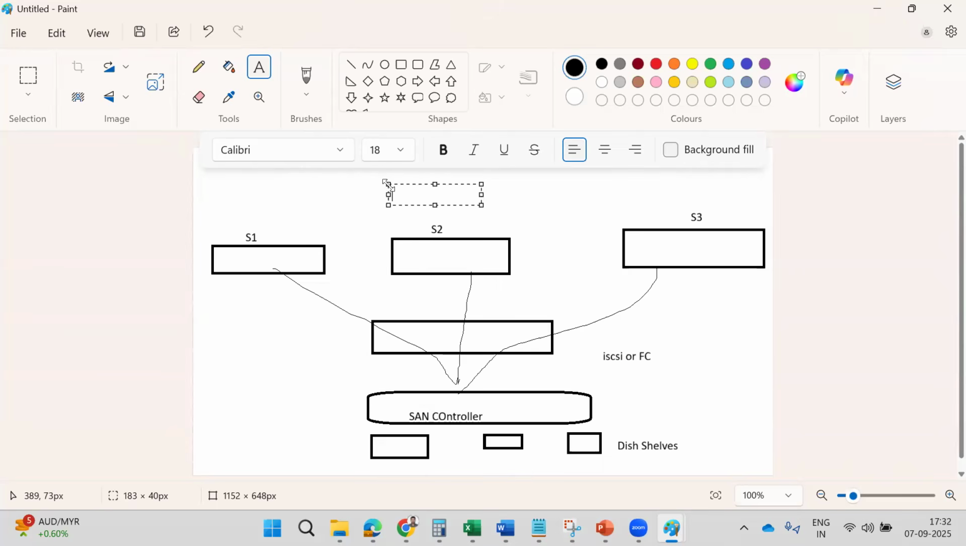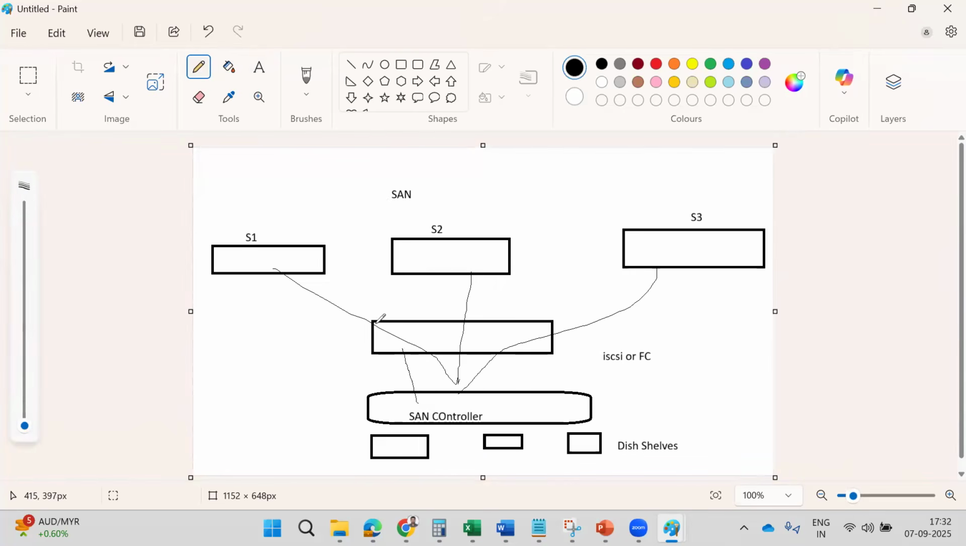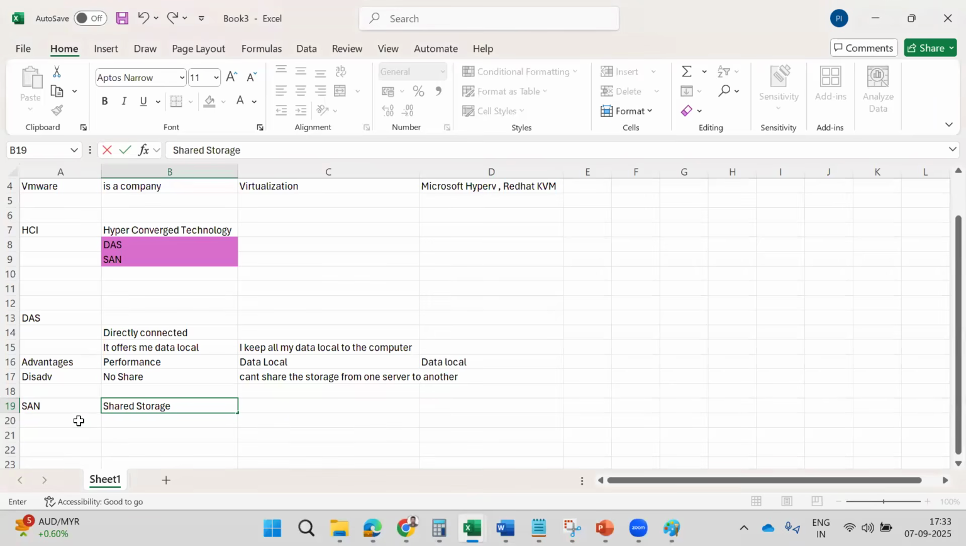This is the SAN solution. So now this offers me shared storage. So previously with the DAS, I had a problem. I can't share my storage, but here I have shared storage. Whenever I need more storage, I can easily go and create a LUN and I can mount it as a datastore, or I can mount it as a disk to my server. So I have flexibility now. Whenever I need more storage, I can go and do the scale up or scale in quickly and easily with the SAN.